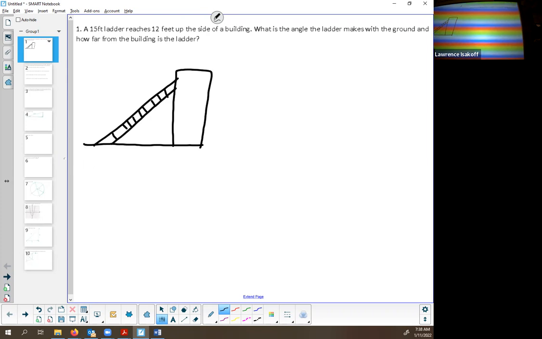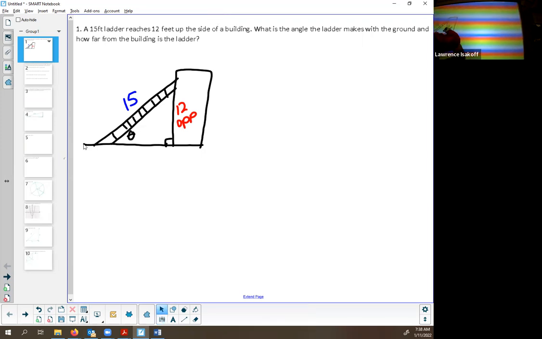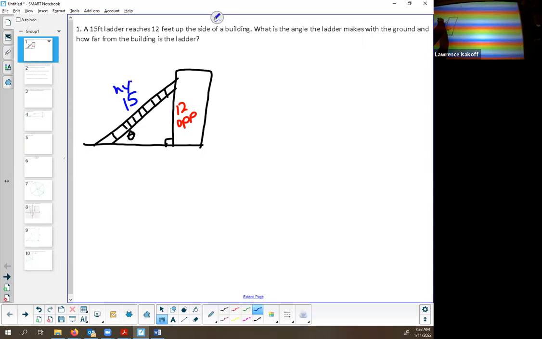Okay. So I know that the ladder is 15 feet. And I know that it reaches up 12 feet. So that would be my opposite, because I want to know the angle it makes with my ground. I can put theta there. Here's my hypotenuse. And then this unknown side, I can call that x, my adjacent.